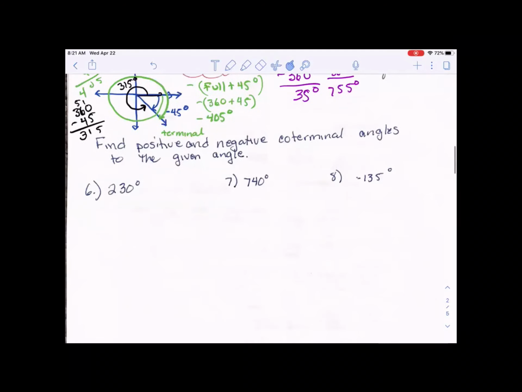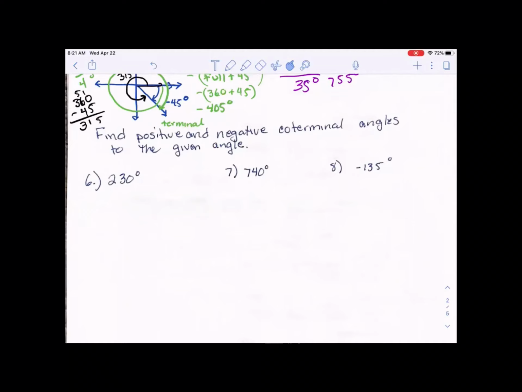So if I want to find a positive or a negative coterminal angle in these next problems here, I want a positive and a negative this time. The last one just said find a coterminal angle. This one is asking for two coterminal angles. The trick here is we're going to add 360, or we're going to subtract 360 because we're working in degrees, and we're just going to keep doing that until we get a different positive angle and a different negative angle.